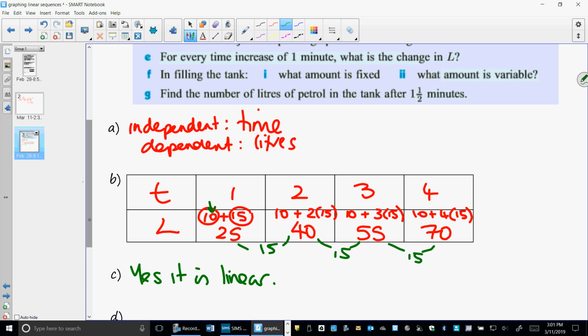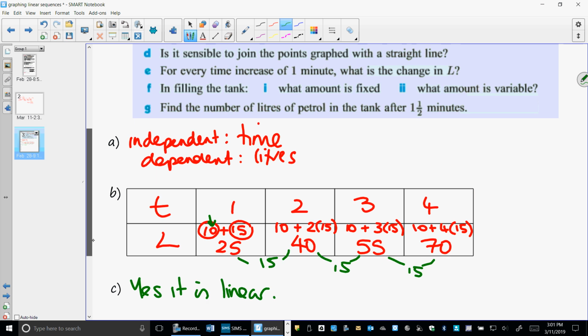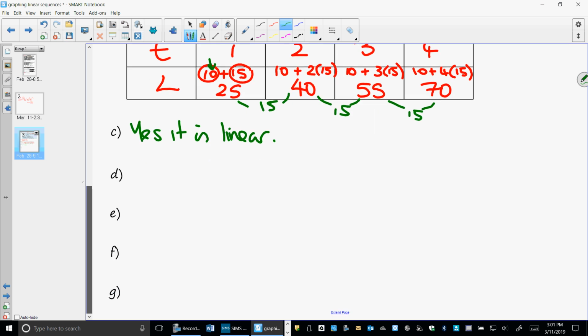Okay, good. Right, D says, is it sensible to join the plot points on the graph with a straight line? Well, do we want to know how much is in there after 3.5 minutes? Yeah, you might do, mightn't you? Because you might want to stop it halfway. Now, seeing they're talking about joining the points, we haven't actually graphed it, have we? No. We can draw one.